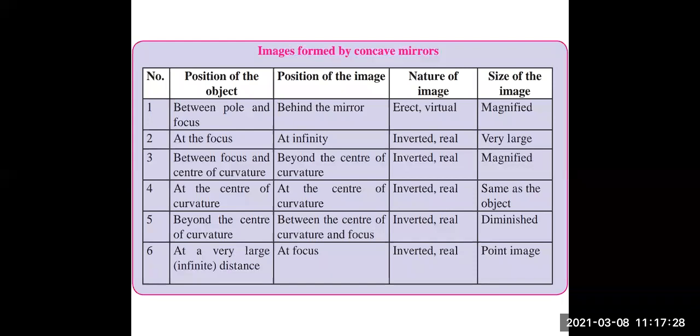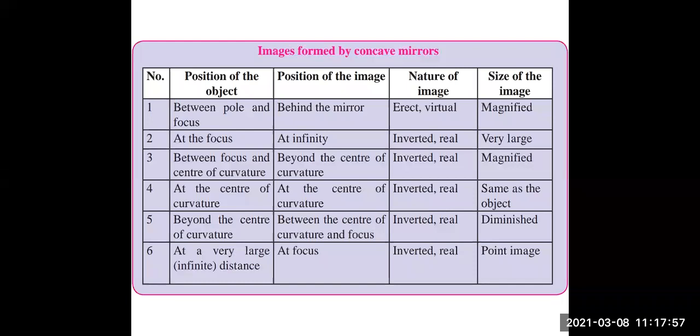Between pole and focus, the position of the image is behind the mirror. The nature of the image is erect, both will have arrows headed upwards. Virtual, the reflected rays are not meeting each other. When they are extended, they meet, so the nature of the image is virtual. Size of the image is magnified.